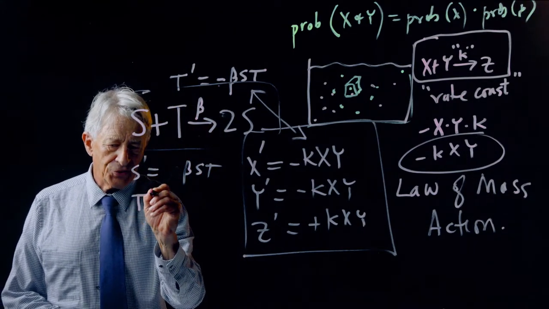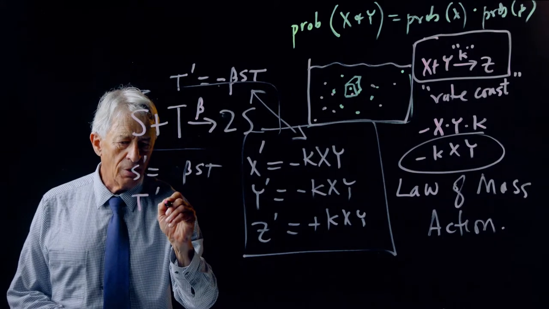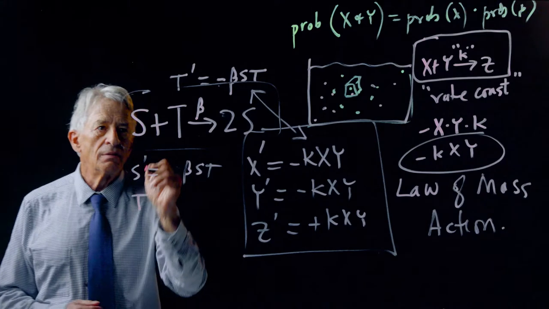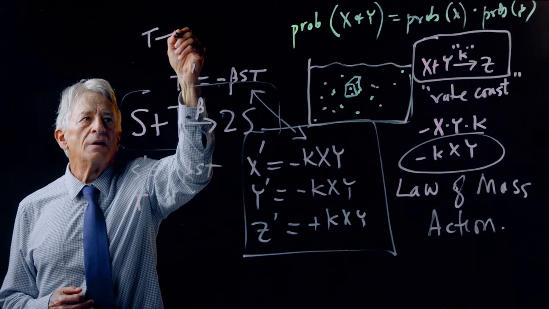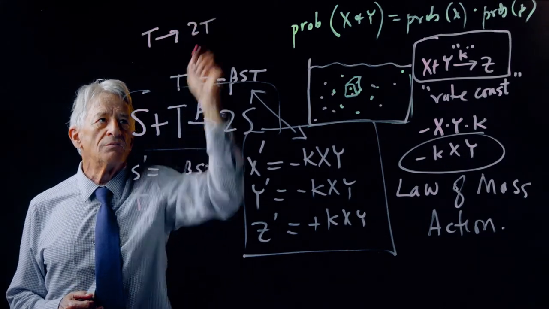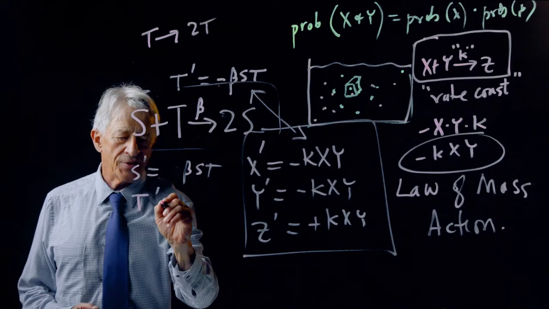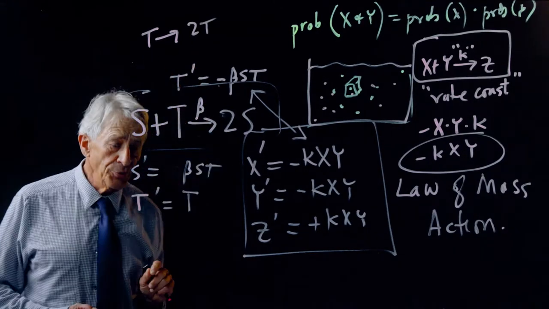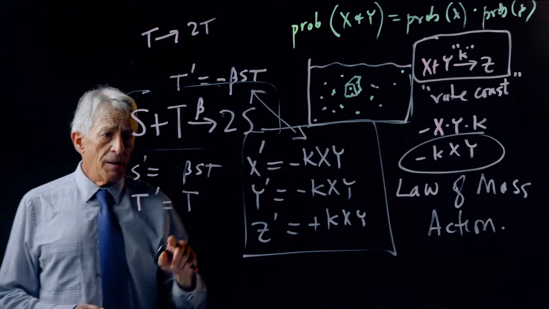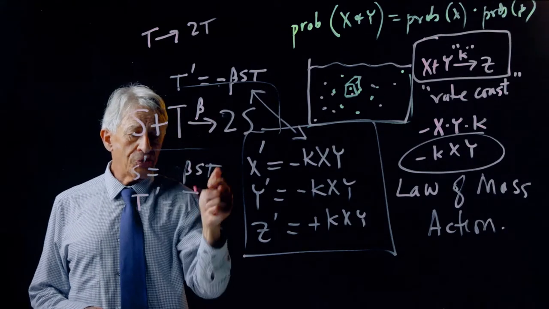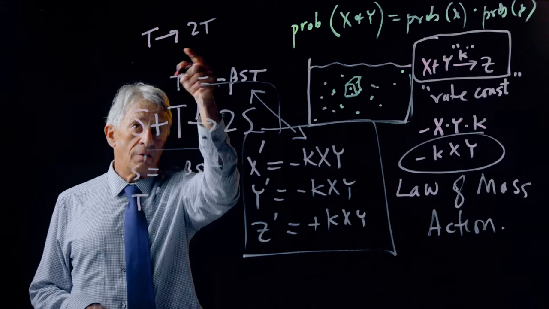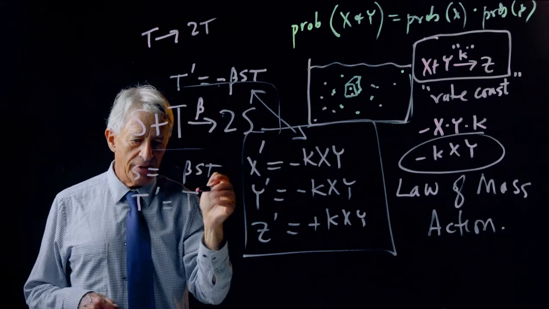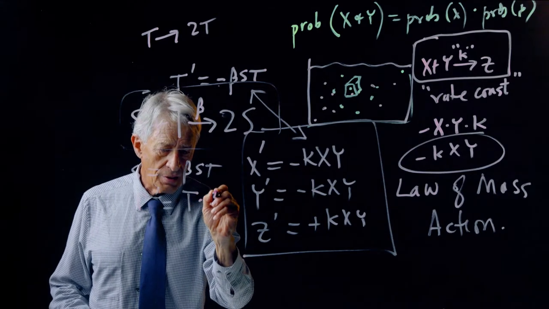Now we have to write the tuna expression, and we can write T, let me write it over here, T goes to 2T. So that says that T prime equals T. You lose one, you gain two. But T prime also equals minus beta ST in our differential equation.